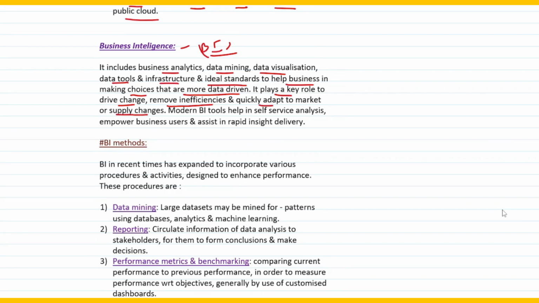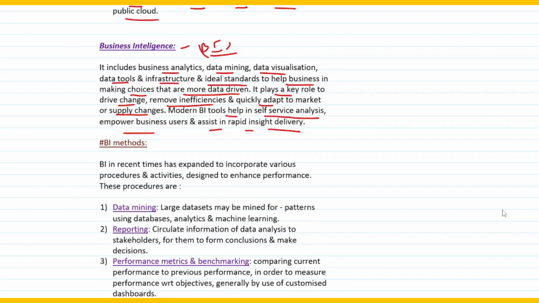So basically it includes business analytics, data mining, data visualization, data tools, and infrastructure and ideal standards for helping the business to make choices that are more data driven. It plays a key role for what? For driving any change, removing any inefficiency, and quickly adapting to the market or the supply changes. Modern BI tools help in self-service analysis. So basically anything which you want to do yourself, that is self-service analysis. Modern BI tools can actually help you in that. It also helps you to empower business users and assist in rapid insight delivery. So any understanding that you want within the organization, business intelligence can be a very effective method of doing that.